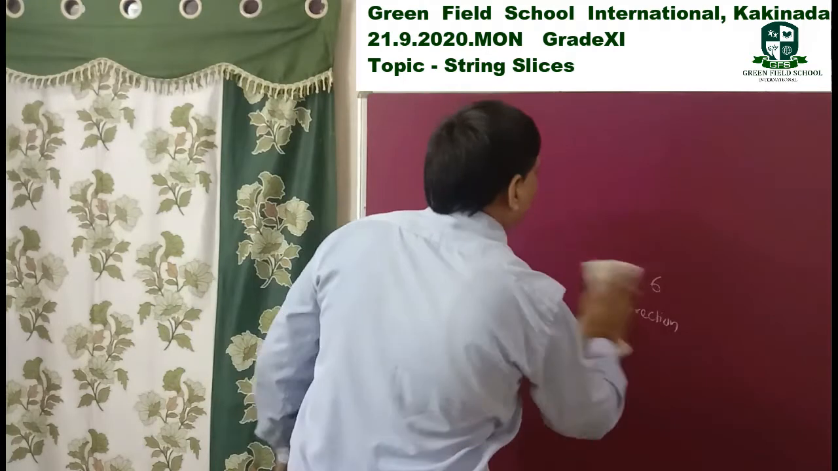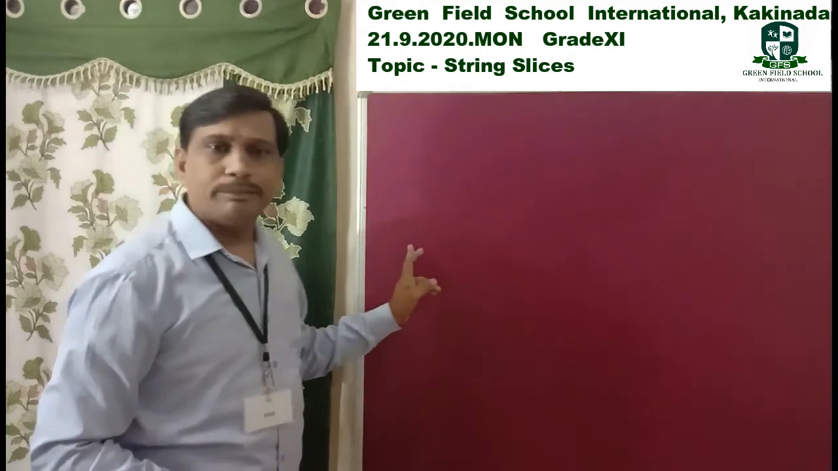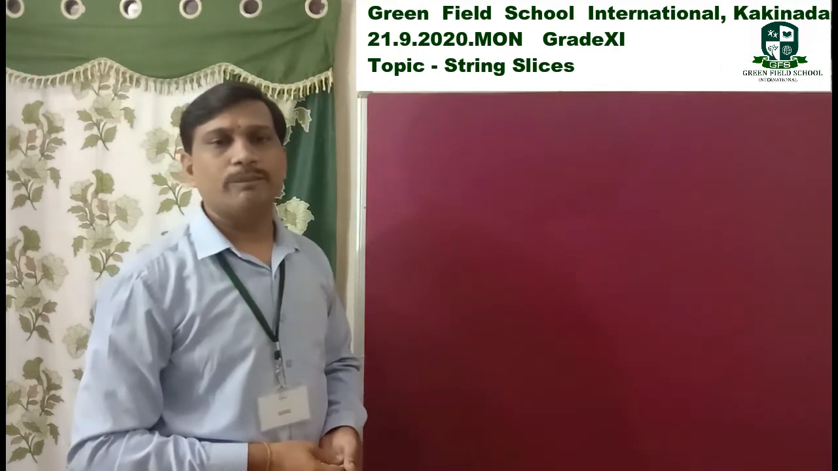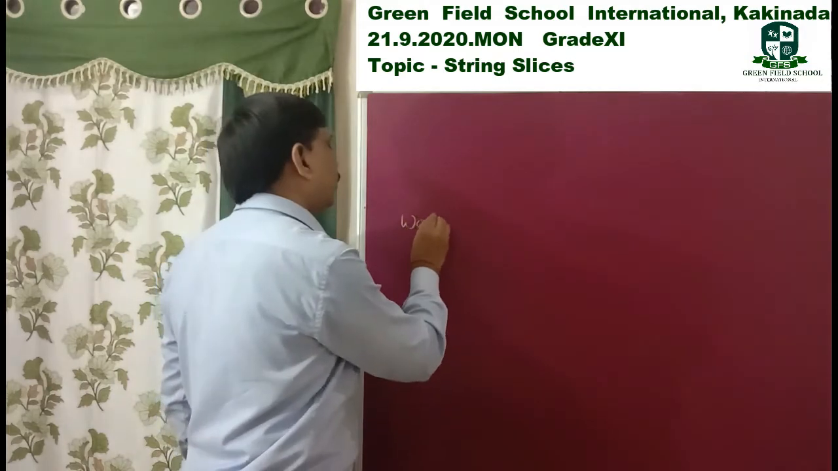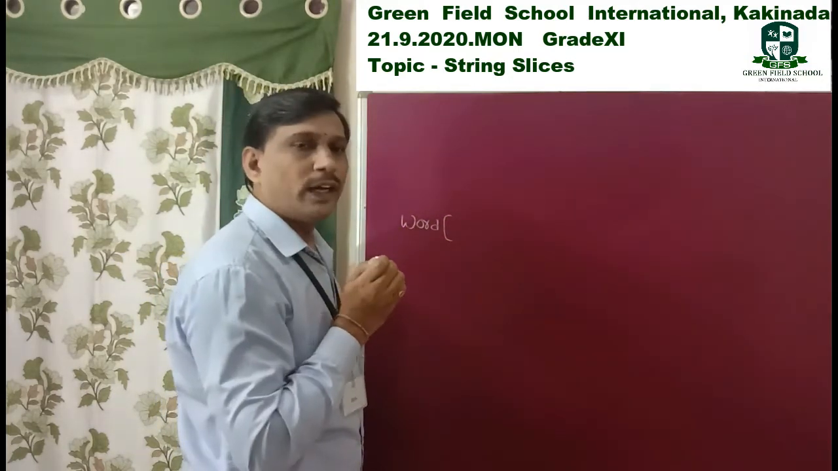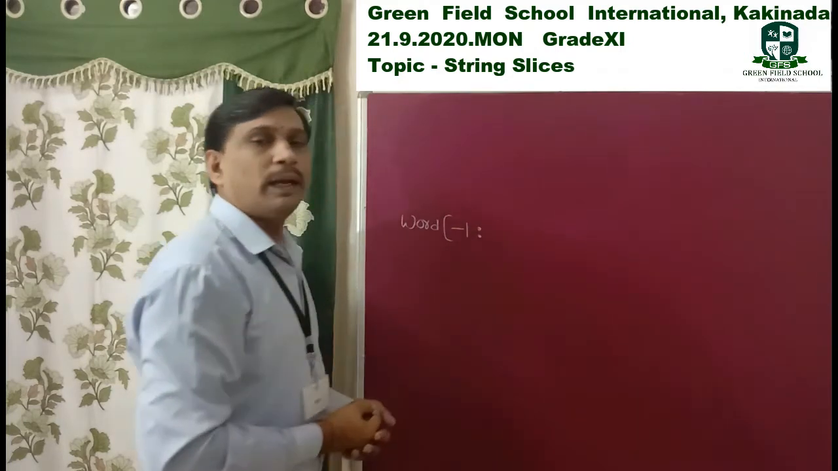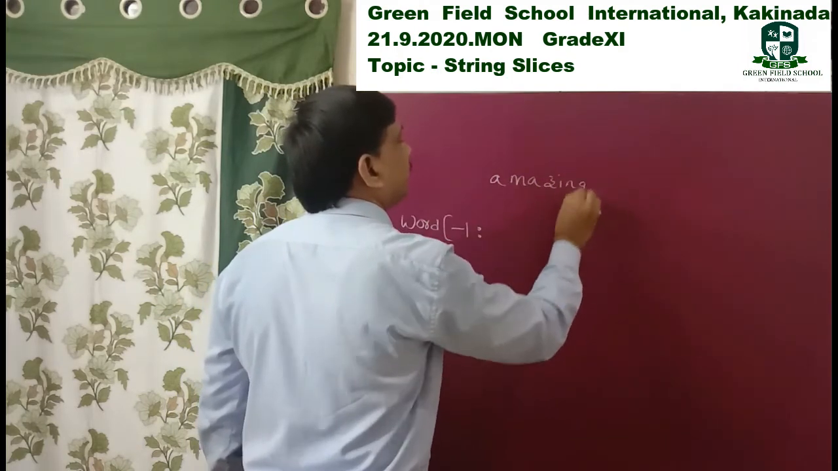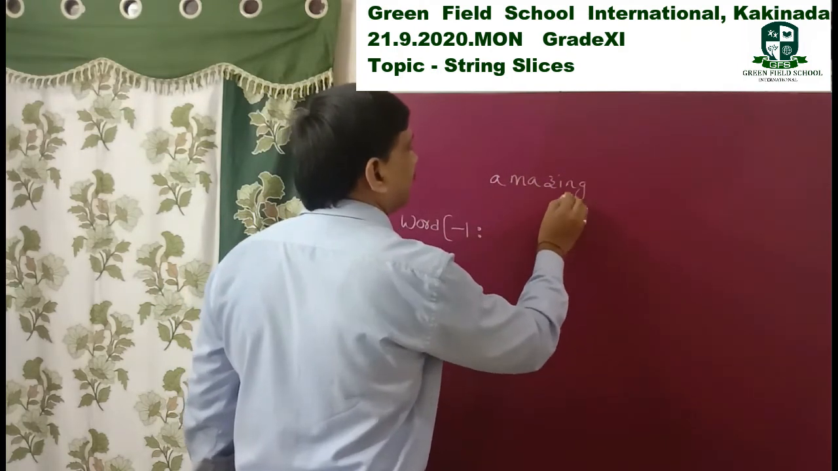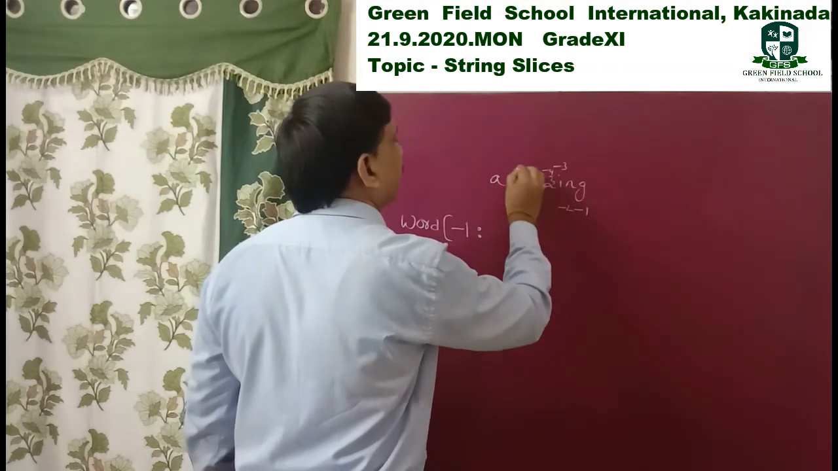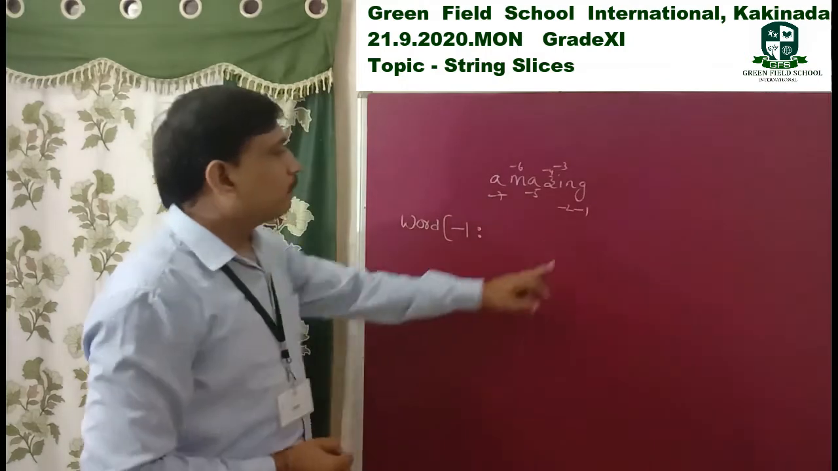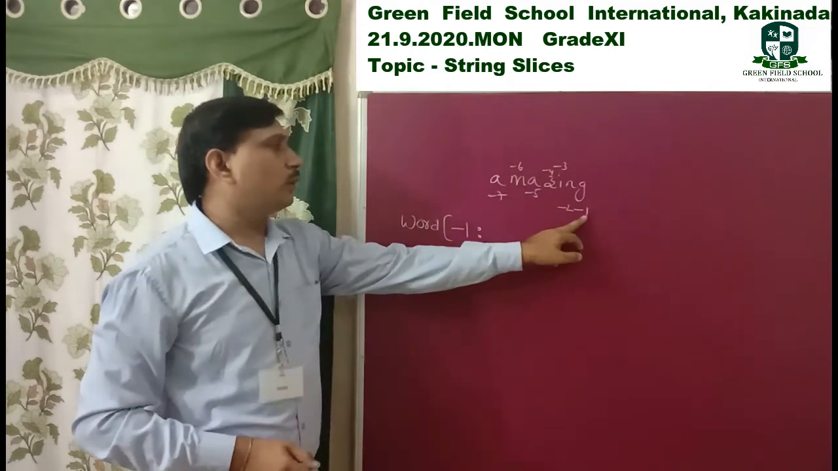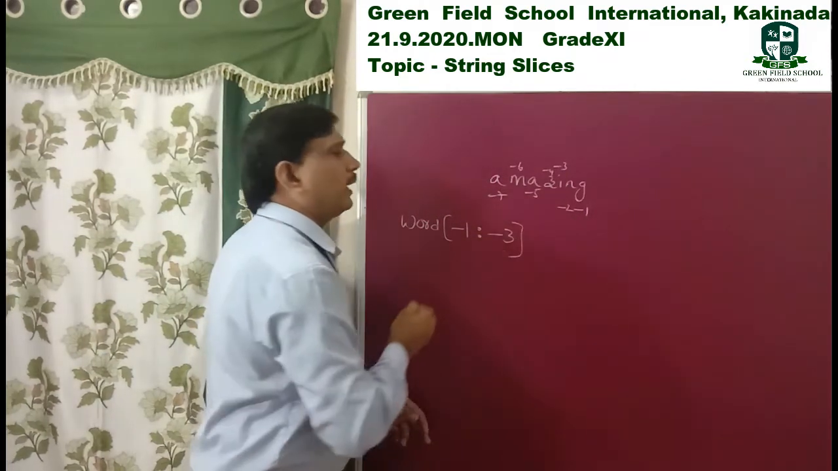Here we can access not only in the forward direction, we can access in the backward direction also. For example, I write word of -1 to. See here AMAZING. This one is -1, -2, -3, I is -3, -4, -5, -6, -7. So -1, -2, -3, -4 like that. I write here word of -1 to -3.